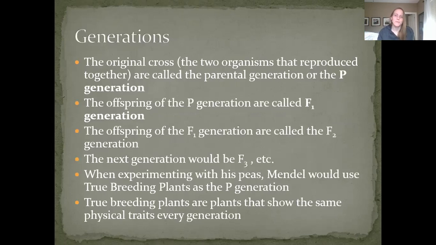When we're talking about different generations, we often refer to the parent generation as the P generation, and then their children are often called the F1 generation, and their grandchildren are called the F2 generation, and then it would keep going from there, F3, F4, etc. When experimenting with peas, Mendel would use what he called true breeding plants as the P generation, which are plants that always have the same physical traits every generation. So essentially they're homozygous for their trait.